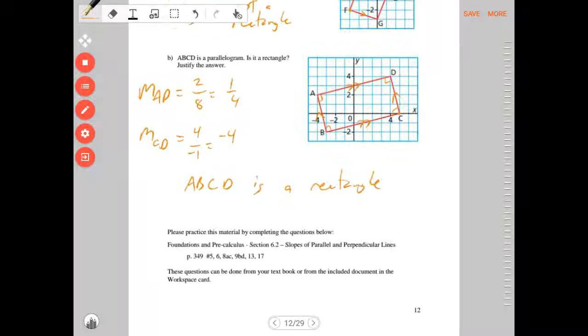Awesome. Okay, so that's it for this section. I'd like you to practice by completing those questions. It's section 6.2 in your textbook, starting on page 349. Again, you can print them from the workspace card. That'll let you draw all over the questions. It is handy for that. So, good luck. I will see you next section. Make sure you show your teacher when you're done so they can keep track of your progress. Thanks.